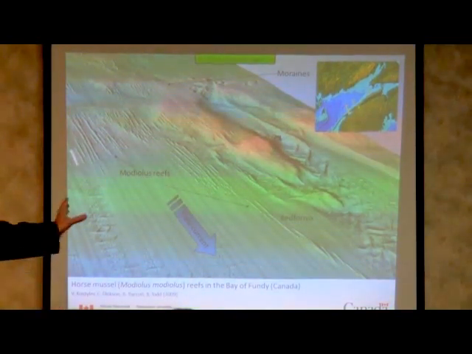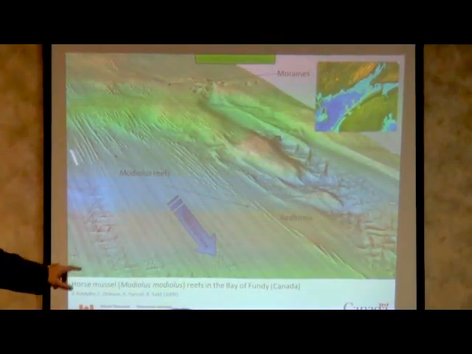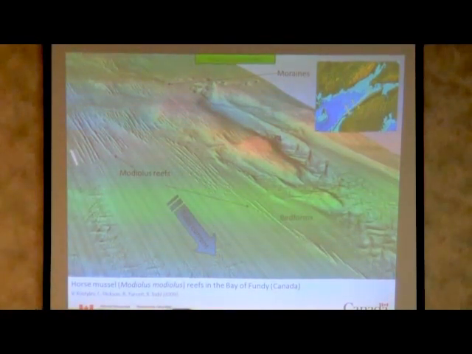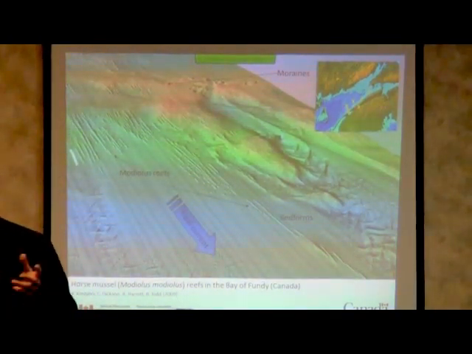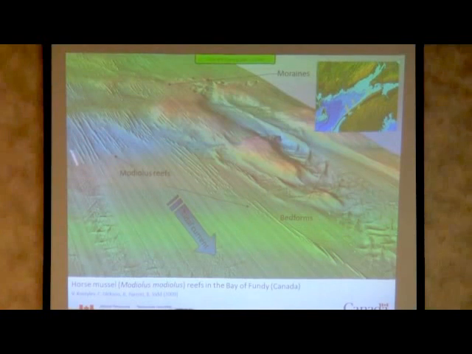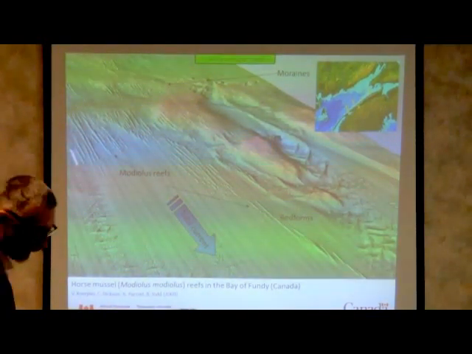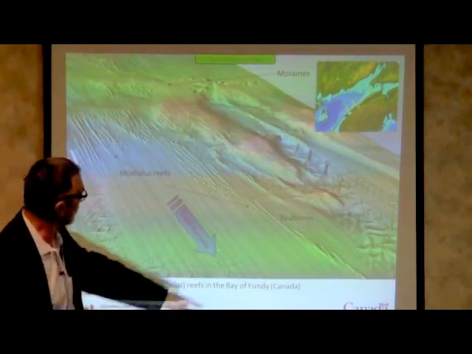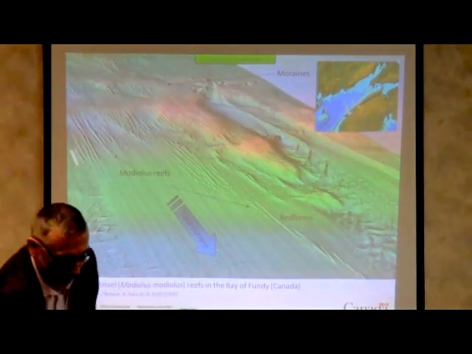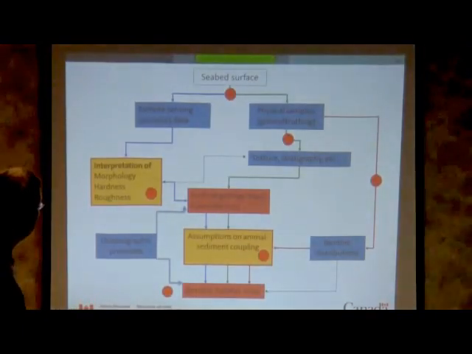In this case, this is a snapshot of Fundy horse mussel reefs, famous structures which are up to 3 kilometers long and about 30 meters wide and about 6 meters tall. Some of these ridges. So these are not really reefs. These are accumulations of sediment which are armored by horse mussels. And they all flow parallel, which is in contrast to the moraines and sand dunes, which are mobile in this case. Okay, scrolling through really quickly.